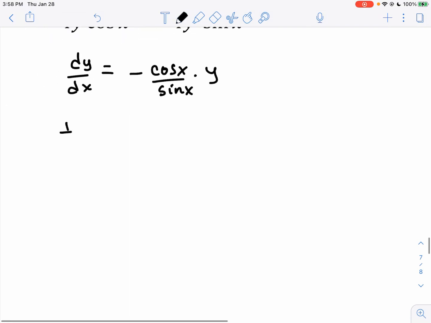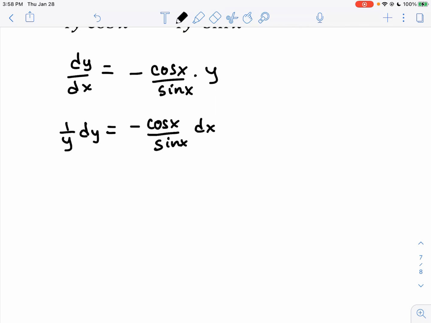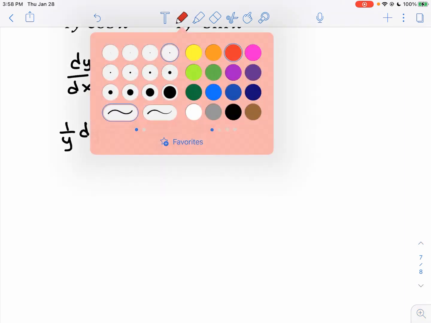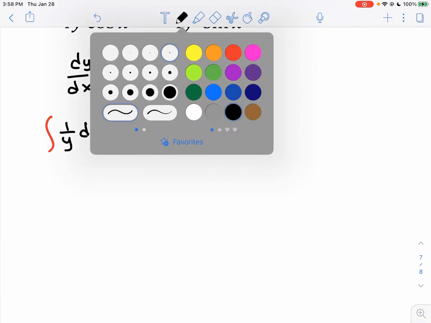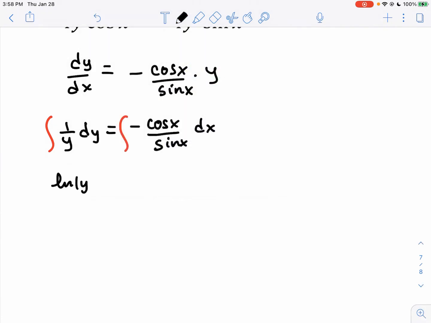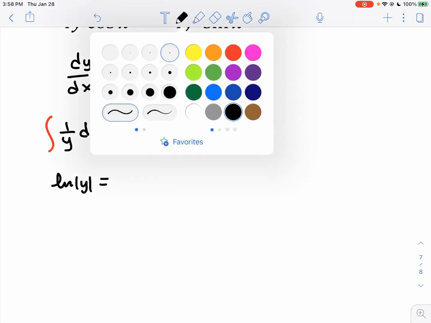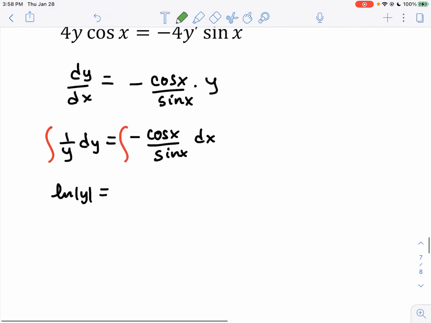This is separable, so we're going to move the 1 over y to the other side with the dy and multiply the dx to this side. Negative cosine x over sine x dx. Now I'm going to integrate both sides. The left side we integrate with respect to y. It gives me a natural log of absolute y. And the right side, you're going to have to do a substitution on this to finish. If you have the antiderivative of cotangent remembered, great, but if not, then leaving it as cosine over sine is useful, because if you do u equal to the sine of x, then the du will be a cosine of x dx, which I have, right there.